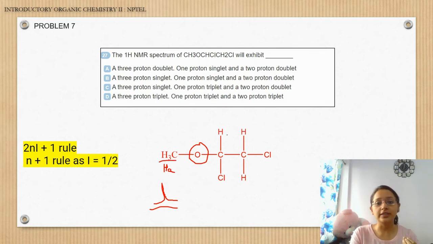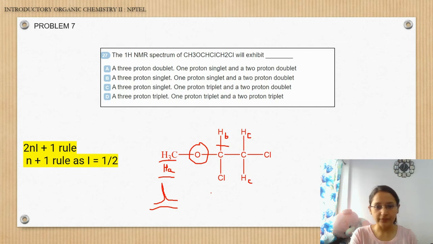So this HB is split into a triplet because of these HC protons present at the adjacent carbon, and these HC protons in turn are split by this hydrogen only. So, according to the n plus 1 rule, 1 plus 1 will give you a doublet for these HC protons, for this HB proton we are going to get a triplet, and for these HA protons, we are going to get a singlet. So, is this clear to all of you?